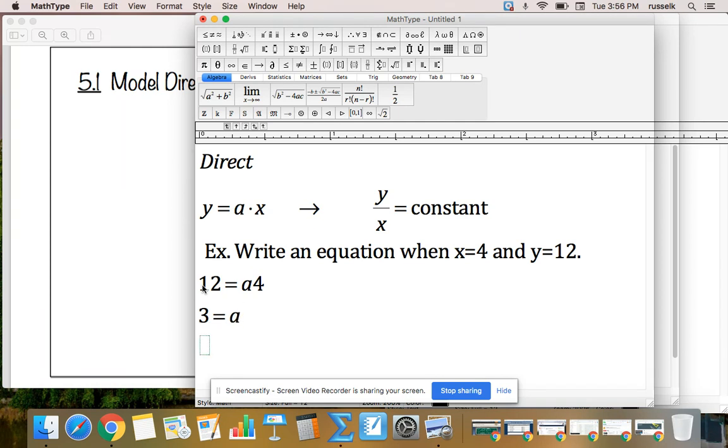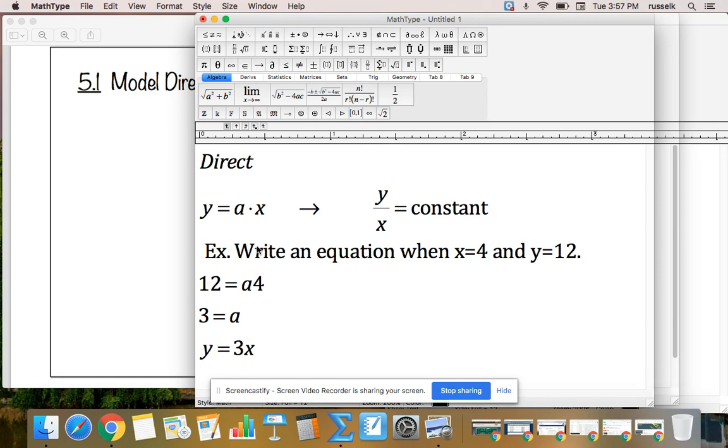Since they asked us to write an equation, they want us to go back to our original equation and plug in that a is 3. And so we should have y equals 3 times x. We want to be sure that we have an equation with x and y in it for our final answer. That way I can plug in other x values or y values and solve future problems.